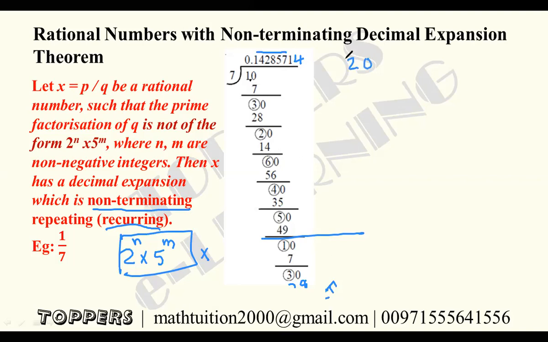20. In 20, how many times? 7, 2 times. 2 sevens are 14. 20 minus 14 is 6. We can put one more 0.